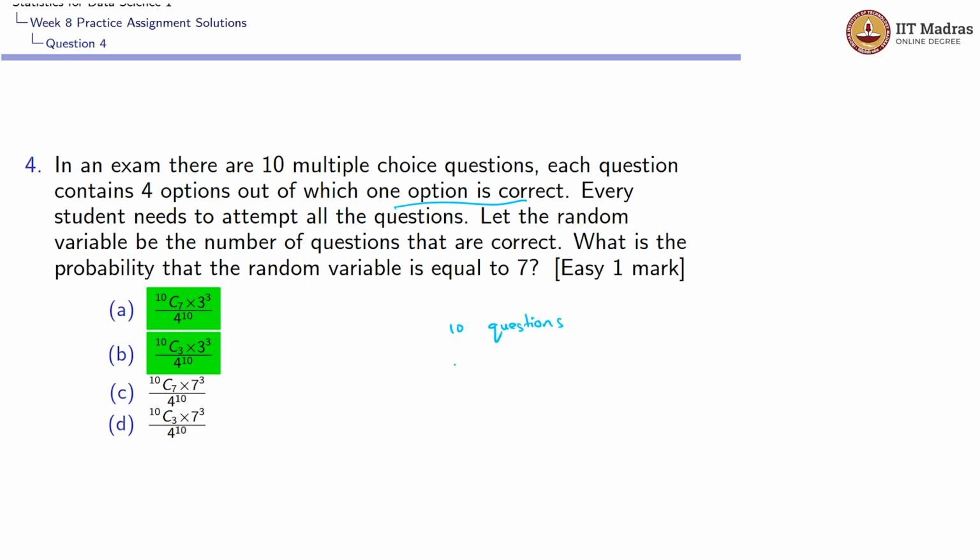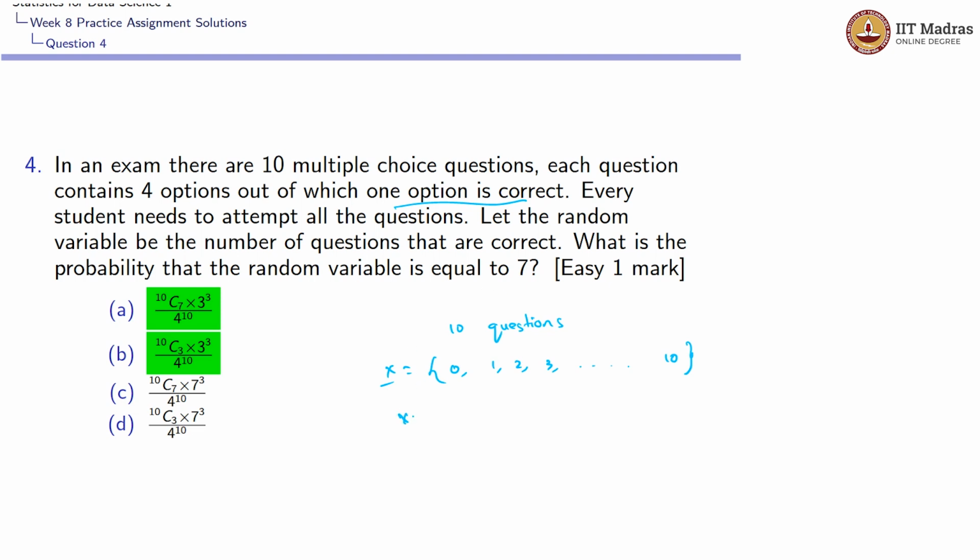In this, 0 could be correct, 1 could be correct, 2 could be correct, 3 and so on, all the way to 10 could be correct. These are all the values of the random variable x. Let the number of questions correct be x, the random variable. So these are all the values this random variable can take. They are asking for the probability that the random variable is equal to 7.